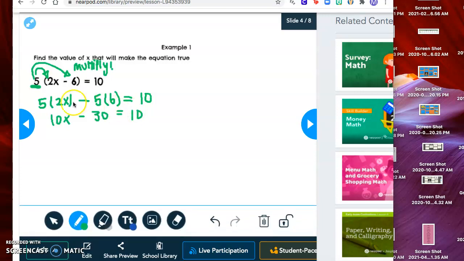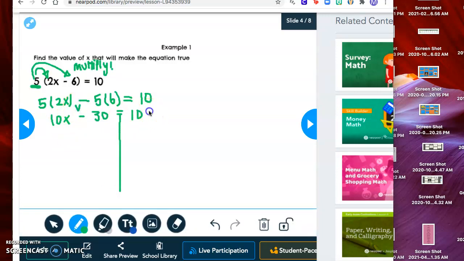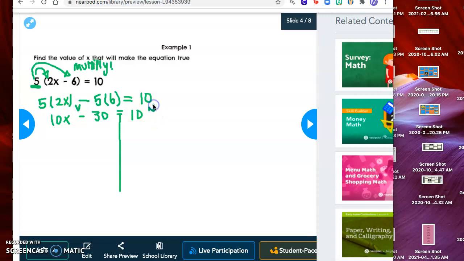Okay, so where did I get the 30? 5 times 6. Where did I get the 10x? 5 times 2x. Now we could solve for x. Now I could figure out, well, what times x makes this true? So here is when we put the line down the middle. We have our variable side. We have our number side.